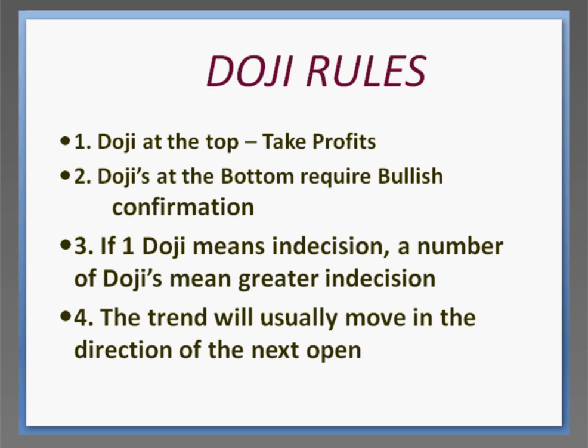So a Doji at the top, take profits. Doji at the bottom needs bullish confirmation. If one Doji means indecision, a series of Dojis means greater indecision. But here's the one that will make you lots of money. The trend will usually move in the direction of how they open it after a Doji.